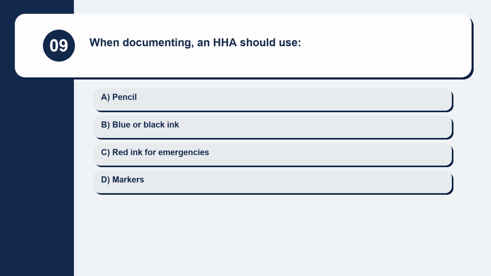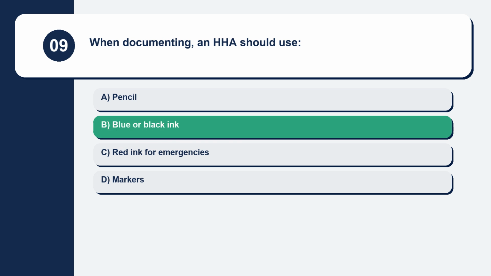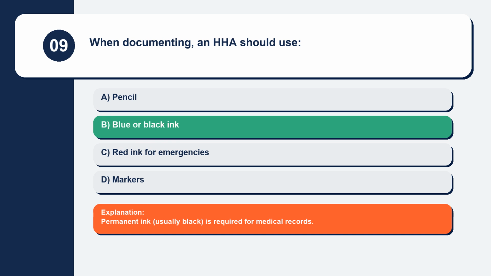Question 9. When documenting, an HHA should use: pencil, blue or black ink, red ink for emergencies, or markers. Permanent ink, usually black, is required for medical records.